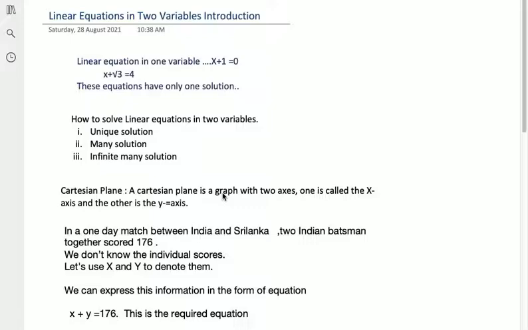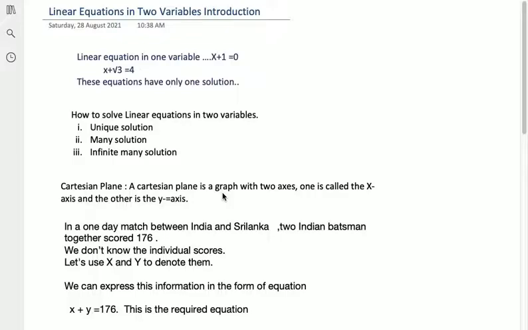And apart from solving the linear equations, we are also going to draw them on the Cartesian plane. We know a Cartesian plane is a graph with two axes. One is called the x-axis and the other one is the y-axis. So we'll be representing the solution in the Cartesian plane as well.